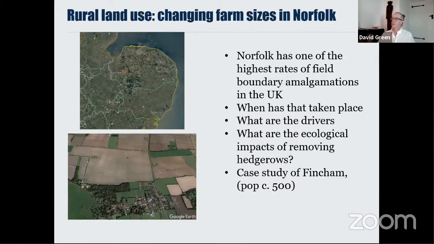The questions I was interested in are: when did the loss of hedgerows take place? What might have been the processes leading to that? And thinking in slightly different ways, what might be the biodiversity implications of loss of hedgerows? If you wanted to quantify loss of hedgerows, it would be possible to do that using these kinds of resources. So we'll take a look now.